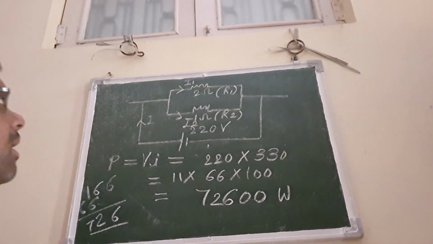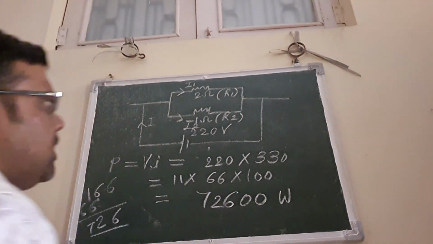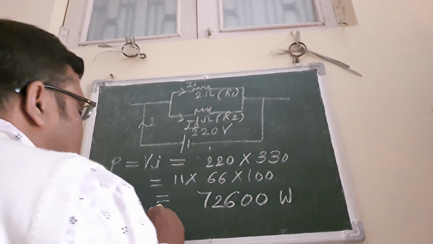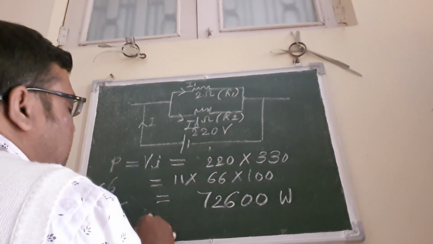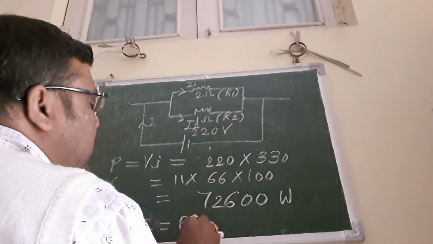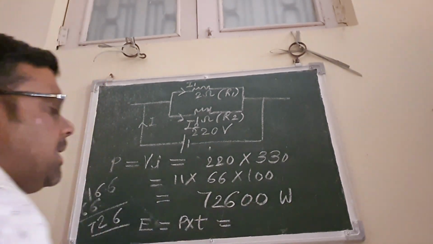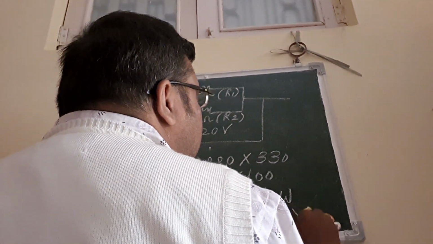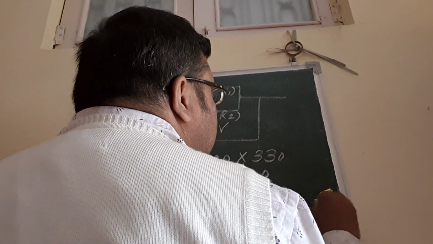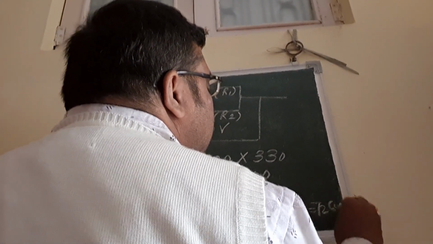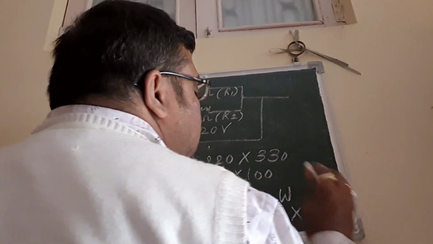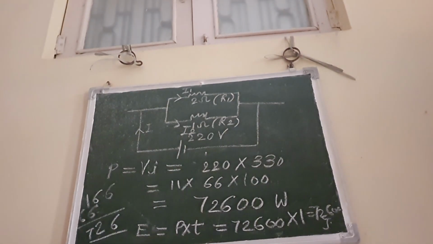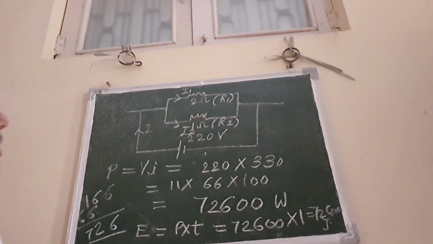And suppose we have to find the energy that is being dissipated through it in 1 second. So the amount of energy dissipated will be P into T, where P is the power and T is the time. So it will be 72600 into 1. So it will be 72600. This will be in joules. So this is our answer. So I think you all might have understood this question.